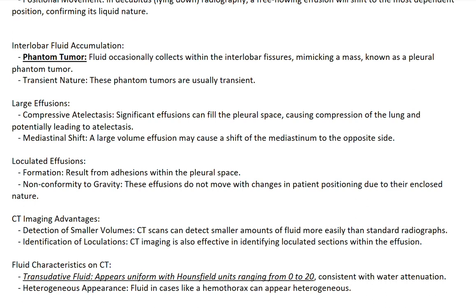6. Loculated effusions. Formation. Result from adhesions within the pleural space. Nonconformity to gravity. These effusions do not move with changes in patient positioning due to their enclosed nature.